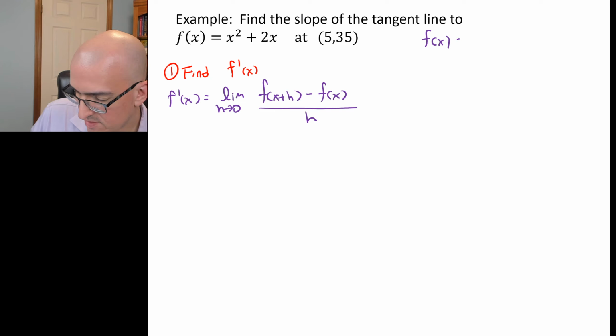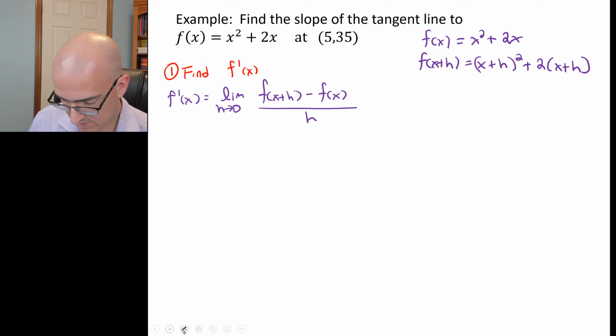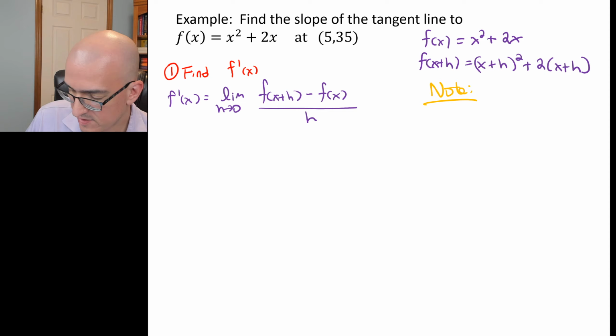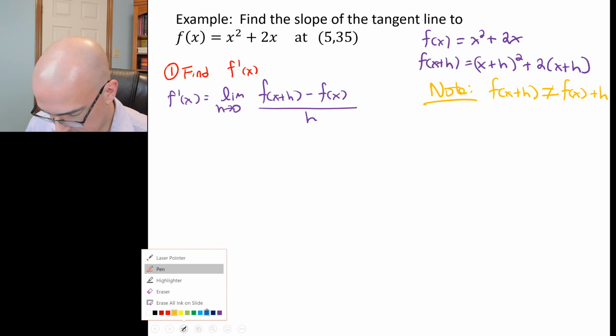F of x is x squared plus 2x. F of x plus h is x plus h all squared plus 2 times x plus h. So remember that, and I should have mentioned this in an earlier video, note that f of x plus h is not f of x times h. You cannot do that. Don't do that. It's one of the most common mistakes at this point in the course. What that notation means is you are replacing all the x's in the expression with x plus h and then simplifying.